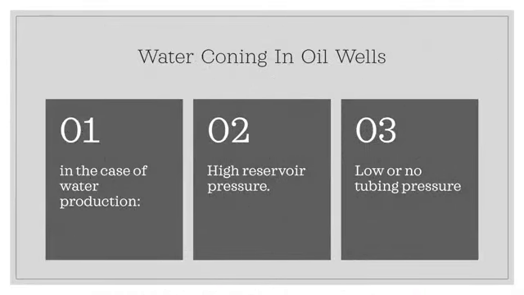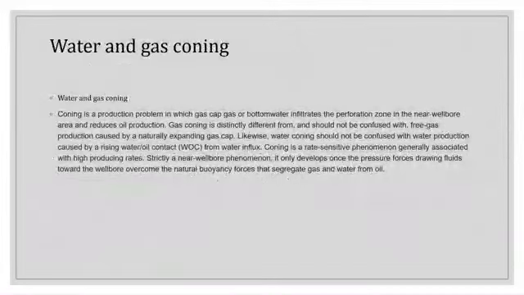Water coning in oil wells. In the case of water production, high reservoir pressure, low or no tubing pressure. Water and gas coning. Coning is a production problem in which gas or bottom water infiltrates the perforation zone in the near-well reservoir areas and reduces oil production.